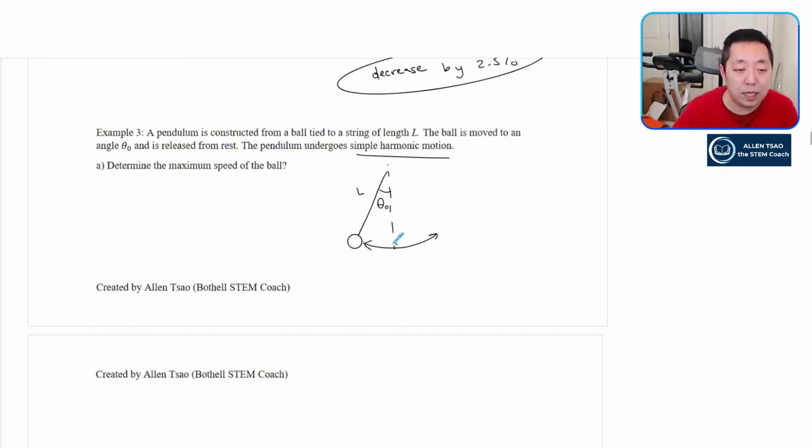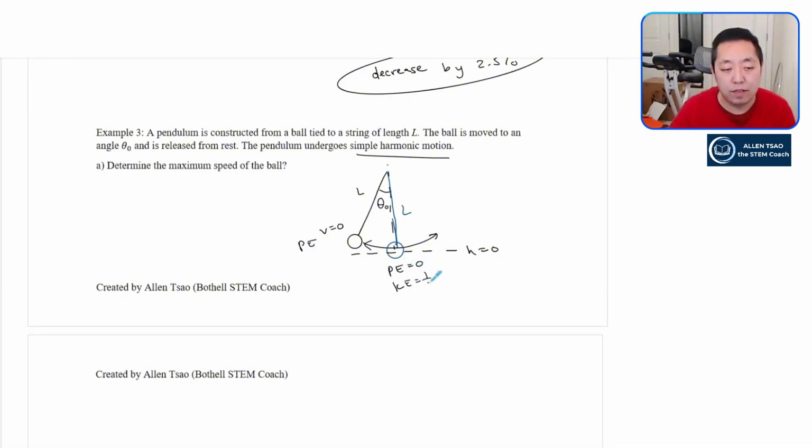Remember, the maximum speed is down here at the equilibrium position. And this distance here is also L. This is the equilibrium position. We always think about it as an exchange of energy. We're converting gravitational potential energy into kinetic energy. At this point at the top, the velocity is 0, because at the extreme points the velocity is 0, but it has potential energy. Then down here, if you say this is h equals 0, it has no potential energy, but the kinetic energy equals 1/2 mv squared.